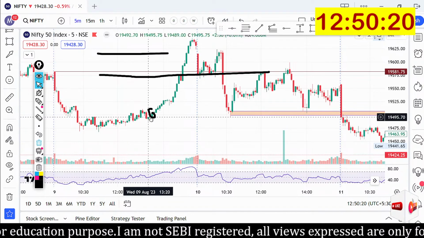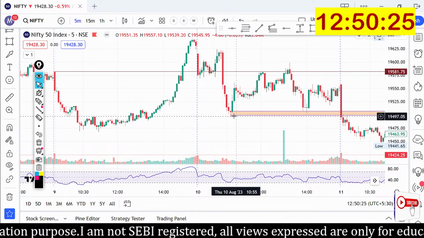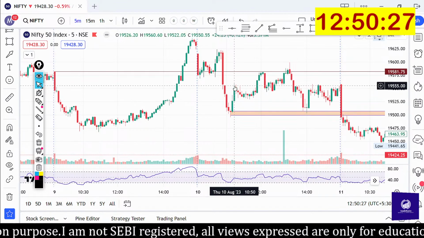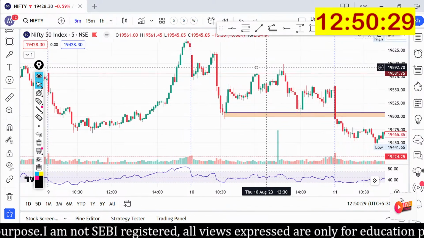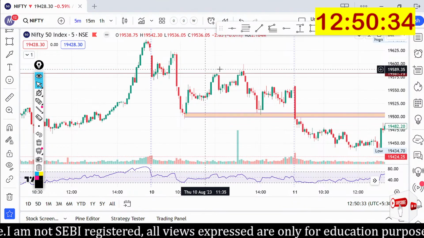Some put writing was done here, right? This is where the move came in, right? So what has happened? In this particular place, they took the support, put writers tried to move the market up, right? But what has happened? Call writer, again, this is a call writer zone, right?